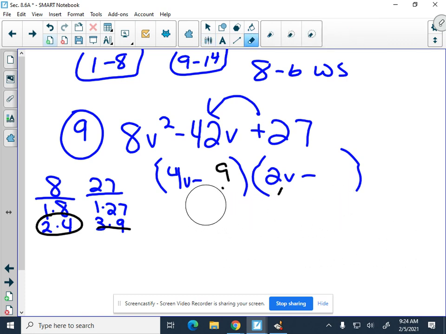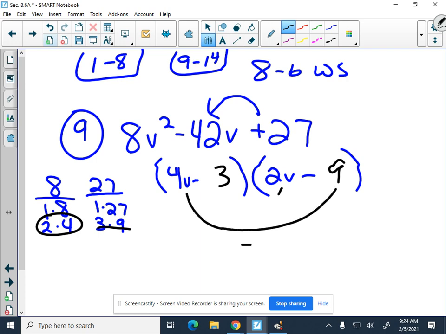Let's try the other one now. We need to switch them. We'll put the 9 here and the 3 here. 4 times 9 is 36. That's negative 36b. 3 times 2 is negative 6b. Aha! That's negative 42. Okay, so for today, we're doing the 9 through 14.